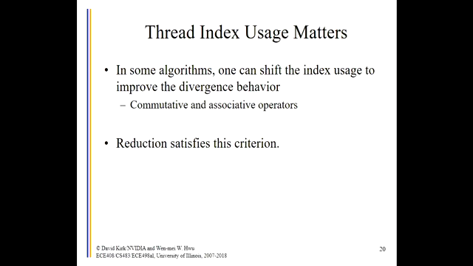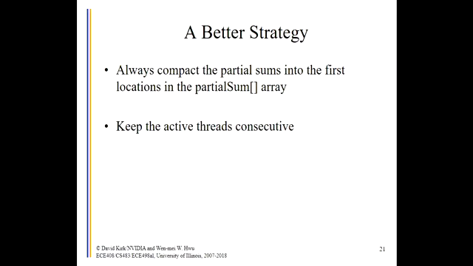So we can actually shift the index usage to improve the divergence behavior, but we need to be able to play with the different ordering of summation. This goes back to the commutative and associative properties. We're going to actually add up pairs in different orders, but you will get much better efficiency out of this. So the strategy is exactly what we were talking about just a minute ago.